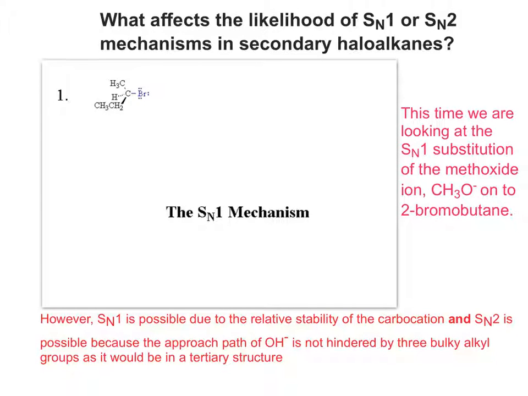So this animation probably goes a little bit quickly for me to follow, but I'll start it off and see if I can keep up. So we start off with our 2-bromobutane, the CBr bond breaks, that's your slow step, producing a planar carbocation.